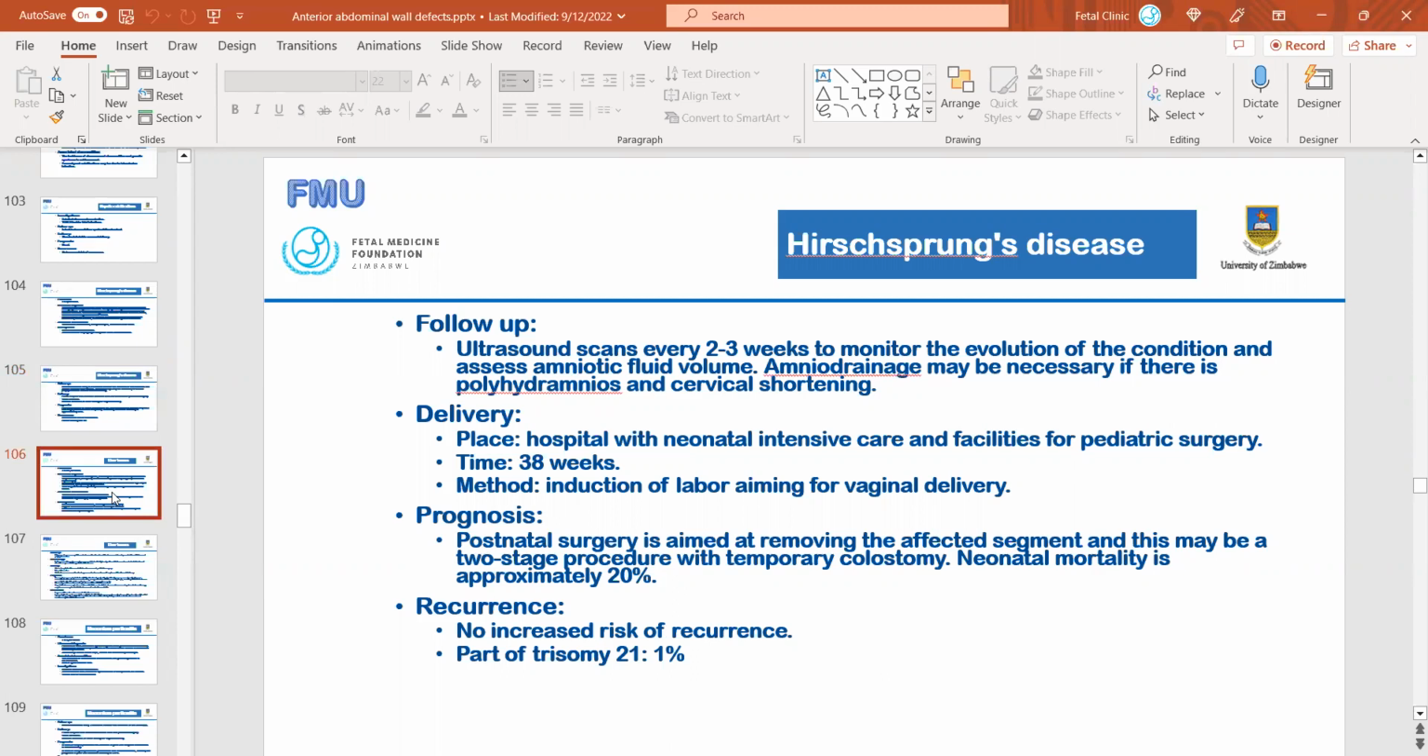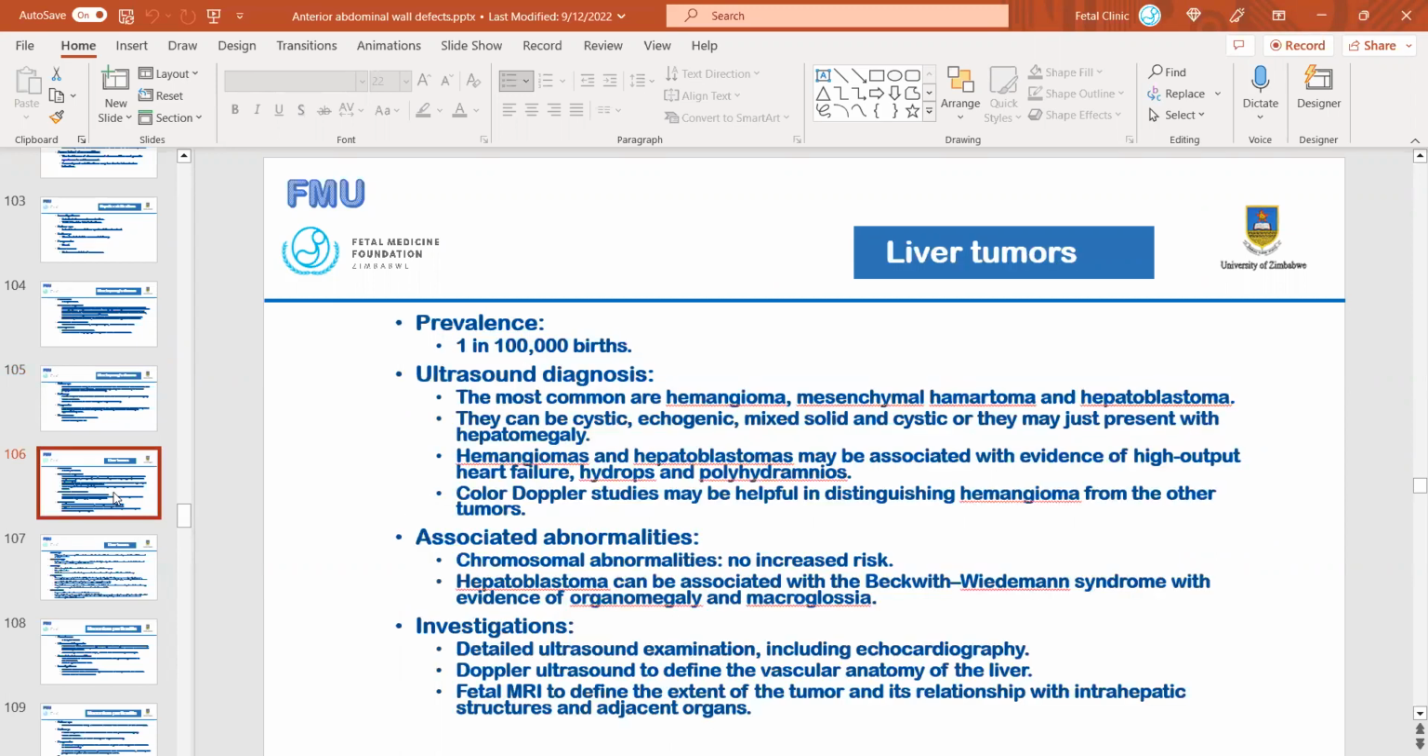So, liver tumors occur in 1 in 100,000. The most common are hemangioma, mesenchymal hamartomas, and hepatoblastomas. They can be cystic, or echogenic, or mixed solid and cystic, which is complex on ultrasound. They may just present with hepatomegaly.